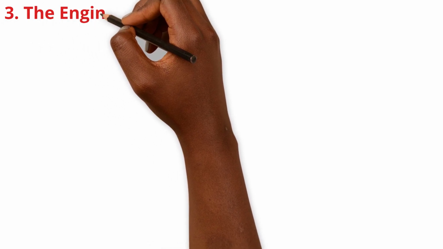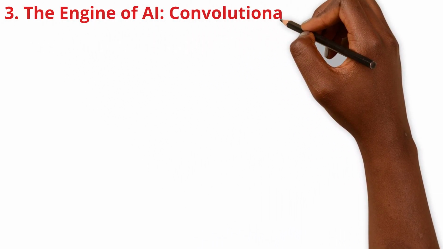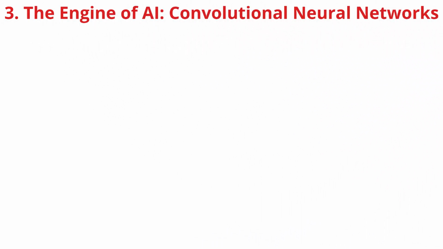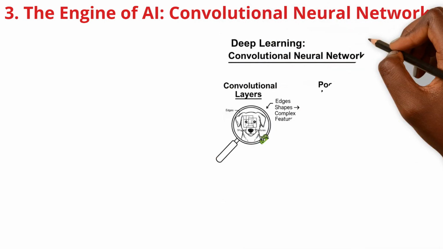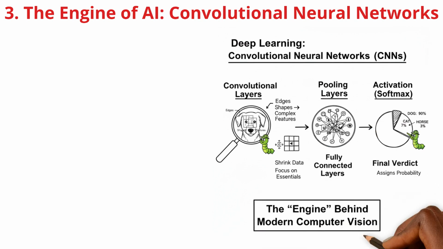The engine behind modern computer vision is the convolutional neural network, or CNN. It processes images through four key stages. First are the convolutional layers. These act like digital detectives. Early layers spot simple edges, middle layers identify shapes, and final layers recognize complex features like eyes or wheels.